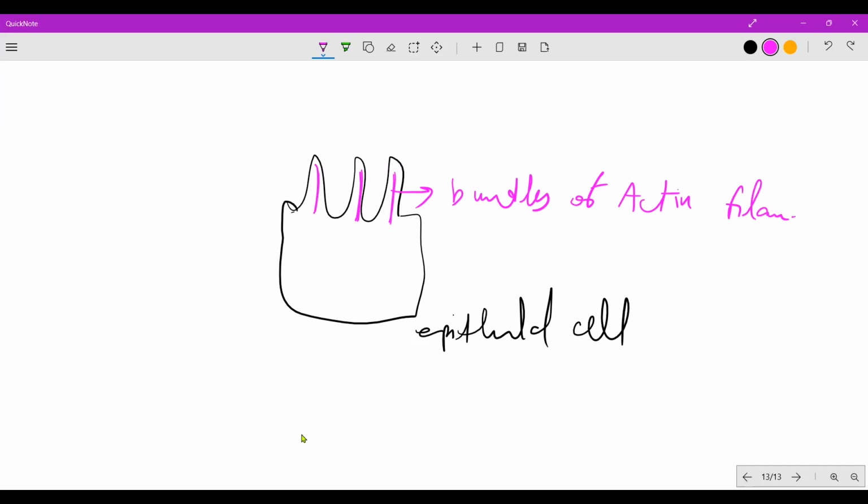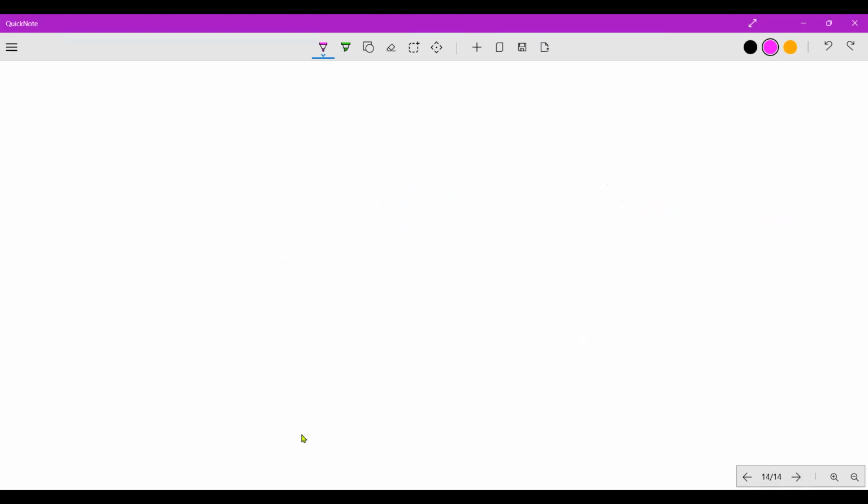हमारे muscles जो होते हैं, muscles में भी we have bundles of actin filaments. We call them as the loose bundles of actin filaments. और जो microvillus में bundle हैं, they are the tight bundles. हमारे muscles में जो bundles हैं actin filaments के, they are loose bundles. So very, very important to study microfilaments.